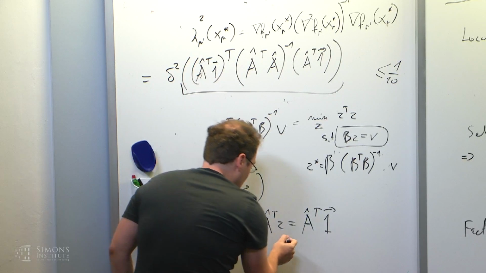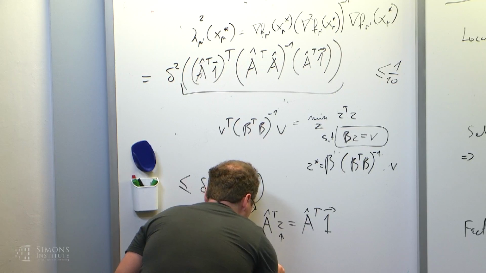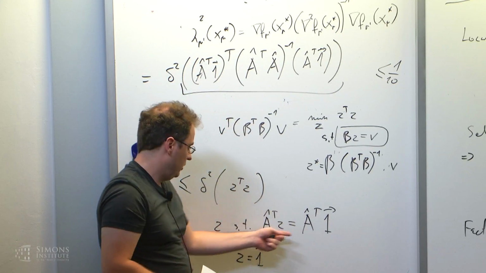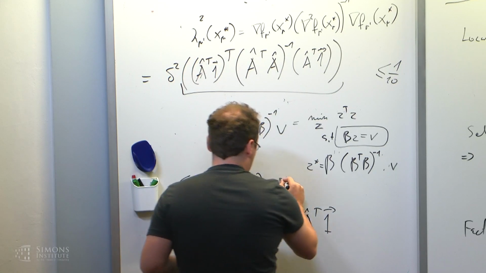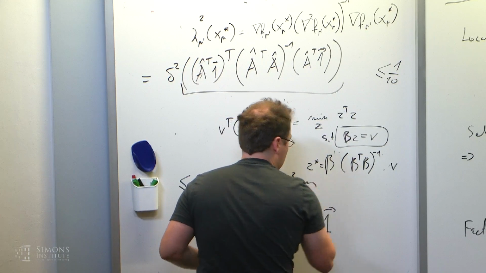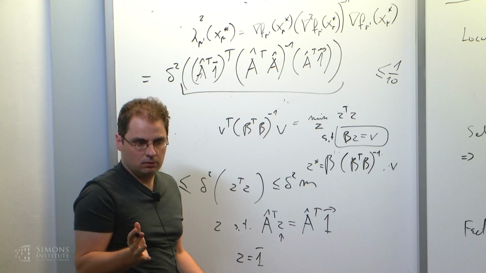But now there is a very easy upper bound. It's just pattern matching. I just take z to be the all ones vector. Clearly, this will be equal, and the norm of this will be at most delta squared times m. Okay, and that will always be true.